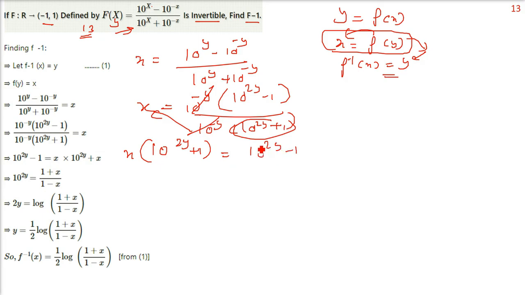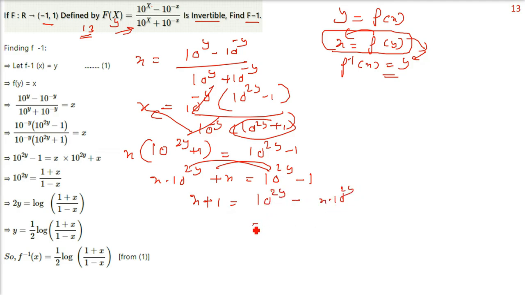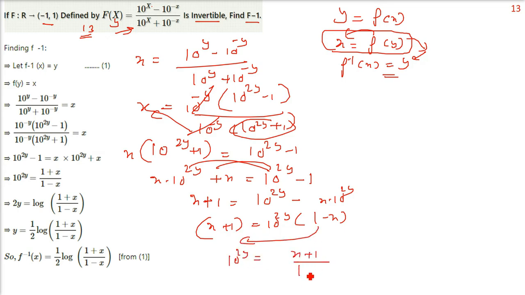Now just multiply inside. Let us see what we get. We have to find y, so essentially we have to have y on one side: y terms on one side, x terms on the other. So you get x plus 1 equals 10 to the power 2y minus x times 10 to the power 2y. Take 10 to the power 2y outside: 1 minus x. So 10 to the power 2y equals x plus 1 by 1 minus x, or 1 plus x by 1 minus x, you can write. Now take the log now.